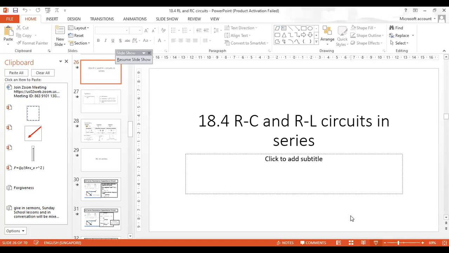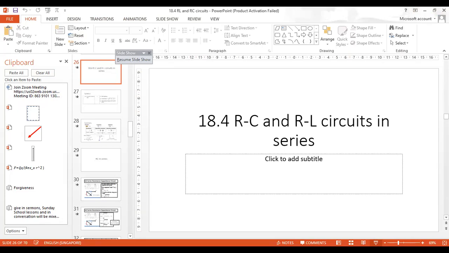Okay. Previously, we looked at AC in resistor, pure resistor, pure capacitor, pure inductor. Now we are going to look at first resistor and capacitor. Then after that, resistor and inductor.